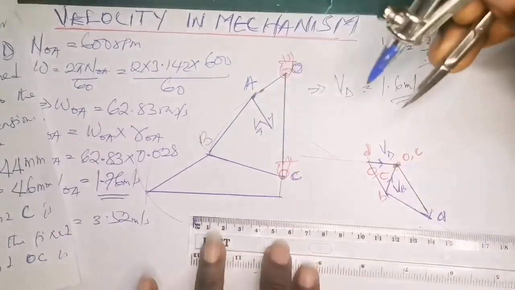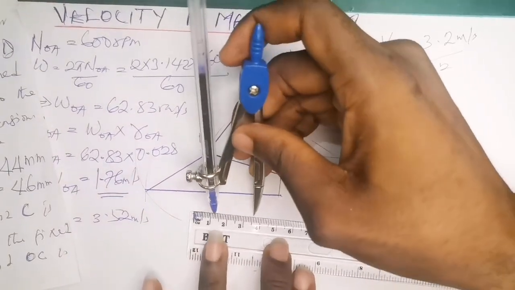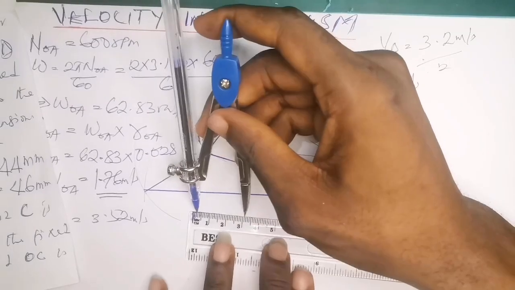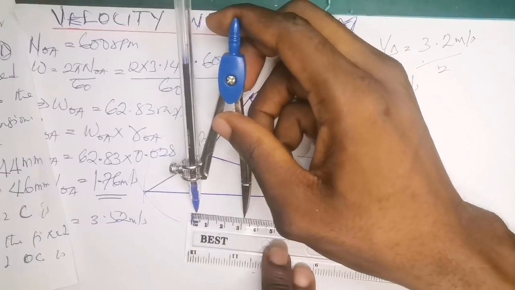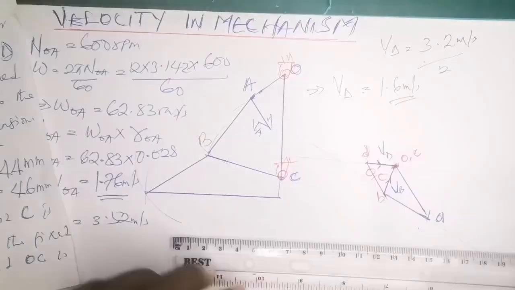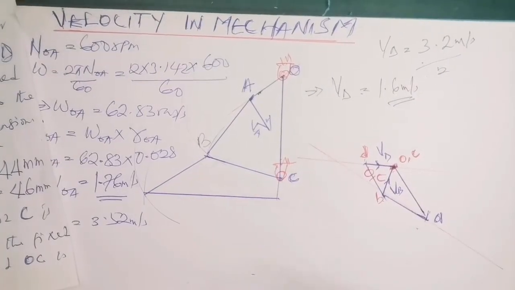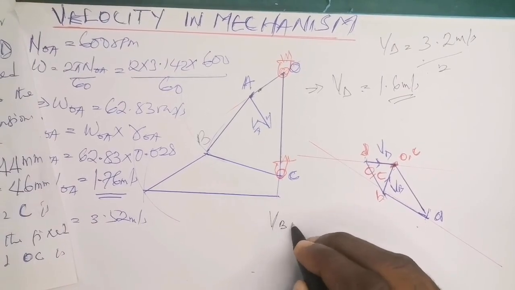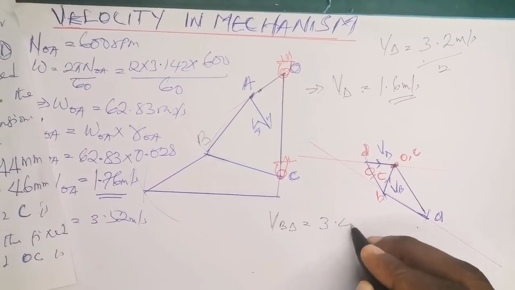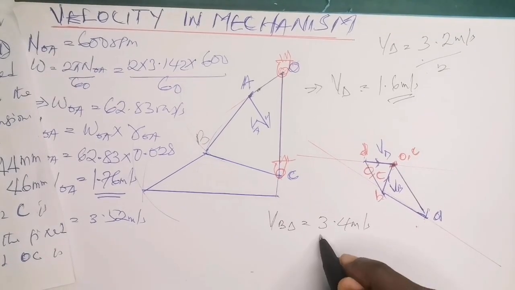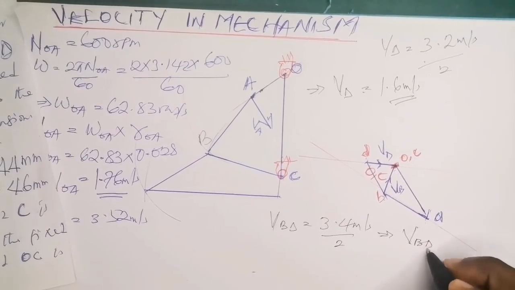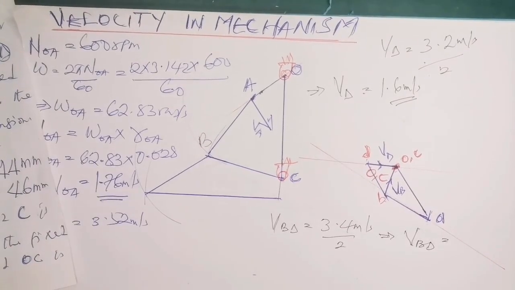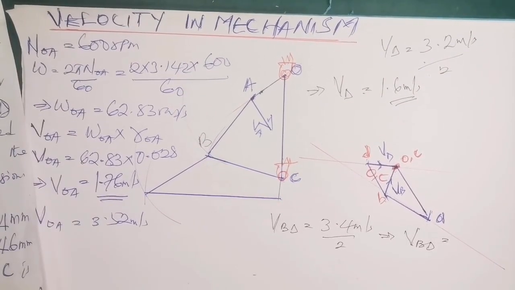Let's see how many this gives us. So this measures around 3.4 meters per second. Okay, so it means that the relative speed VBD is actually 3.4 meters per second. So remember, you have to divide it by 2. This simply implies that the relative speed from B to D is going to be equal to 3.4 divided by 2. This gives us 1.7 meters per second.